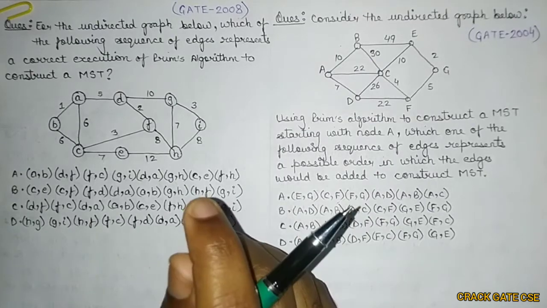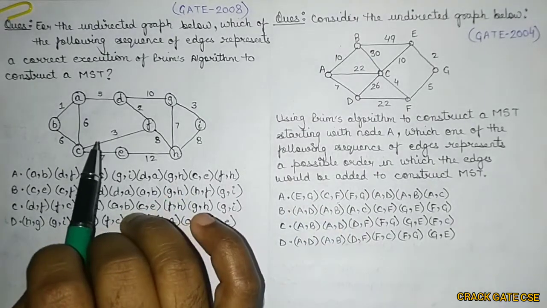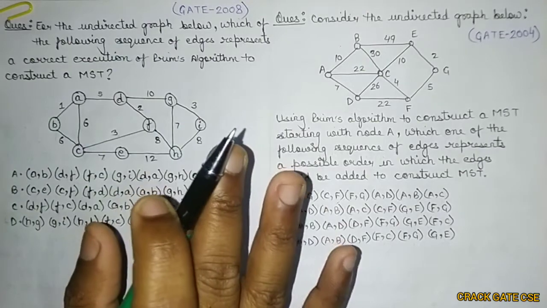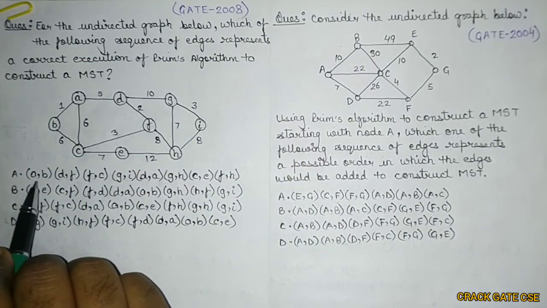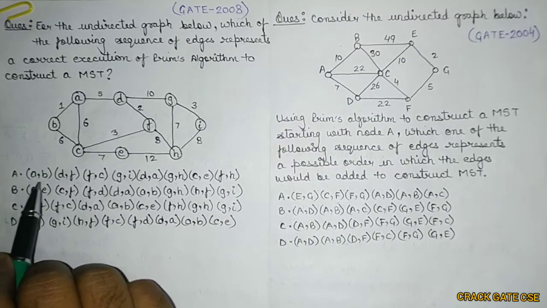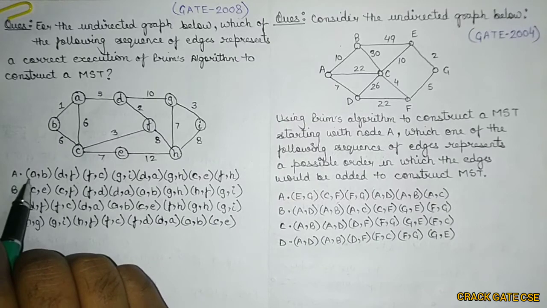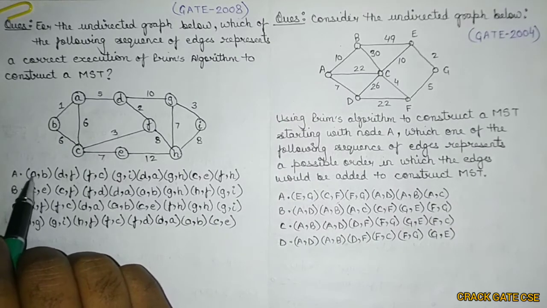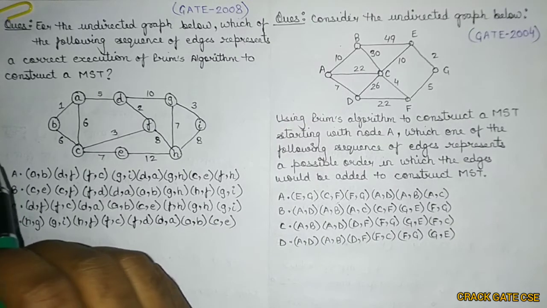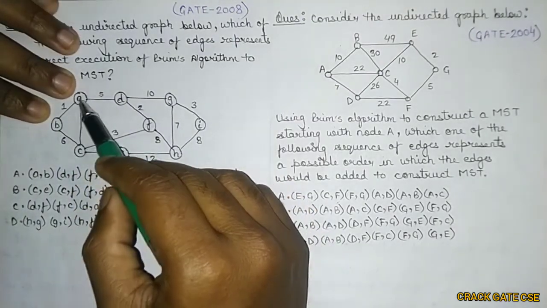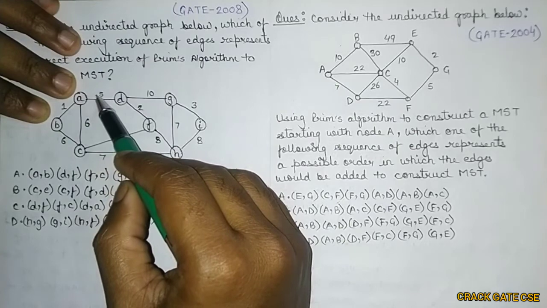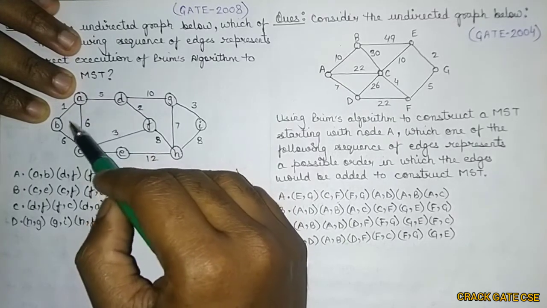So how can we find out? In Prim's algorithm, we have to start with any arbitrary vertex. By checking the first edge, we can identify from which vertex they have started. In option A, the first edge is AB, which means they might have started with A or B. Now we have to select another edge which is the minimum of these adjacent edges.